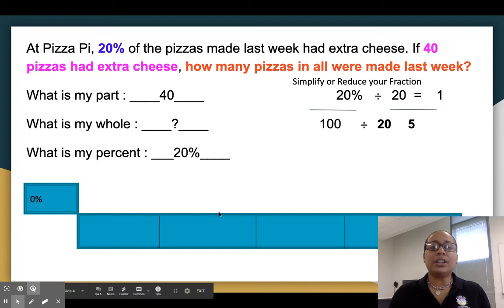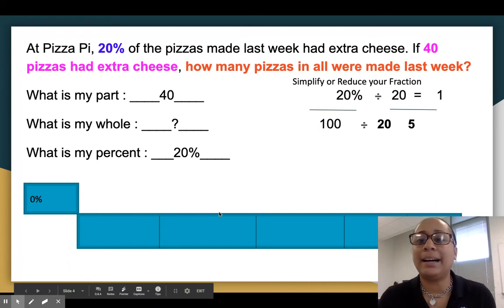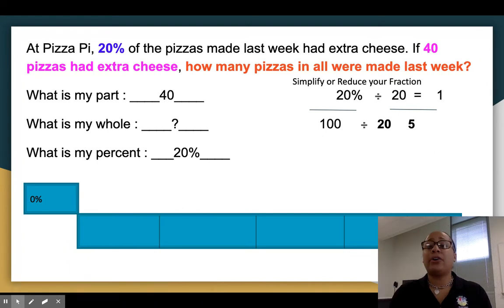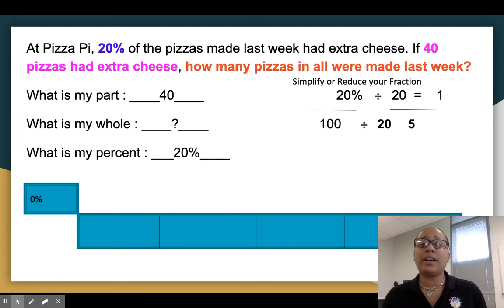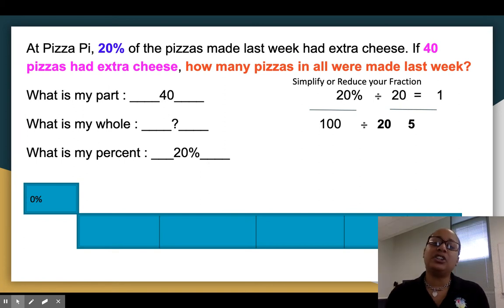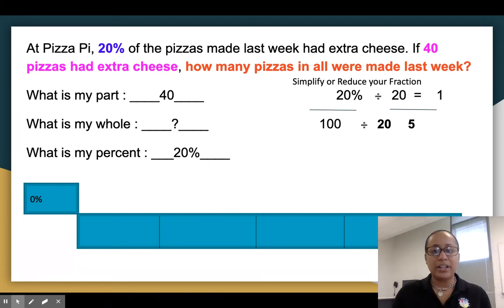All right, so then I'm going to divide both of them by 20, because that's my greatest common factor. So 20 divided by 20 is 1, and 100 divided by 20 is 5. So that means I have 5 pieces using my denominator. It lets me know I have 5 pieces in my strip diagram. And I know that each piece is equal to 20% because my simplest fraction was 1/5.